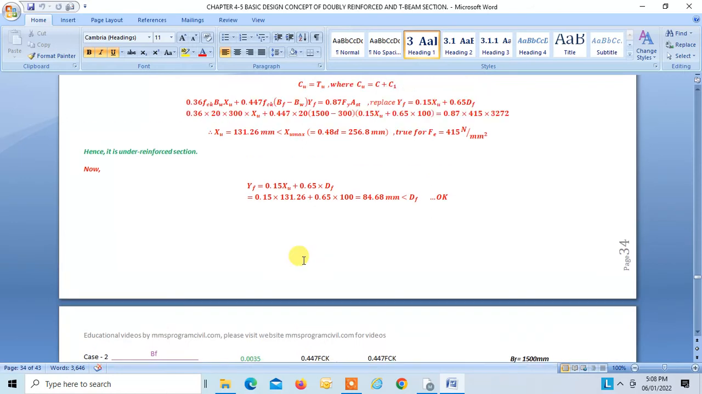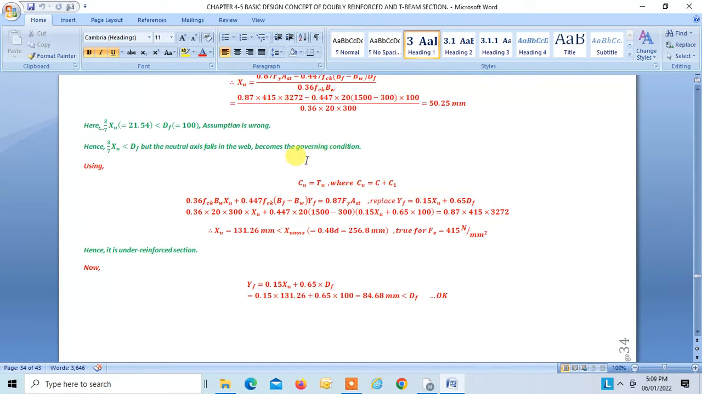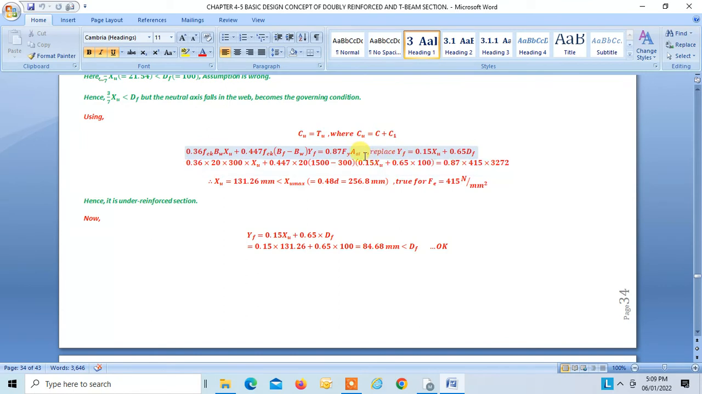Okay, so we know T is equal to C plus C1, right? This is C, 0.36 FCK BW into XU. This is C1, 0.447 FCK into BF minus BW into YF. And this is your T, 0.87 FY AST. Now you can replace this YF by this value, 0.15 XU plus 0.65 DF, right? So putting this value over here, you get this equation. Now solving this, we get XU equal to 131.26, which is less than XU max, that is 0.48D.